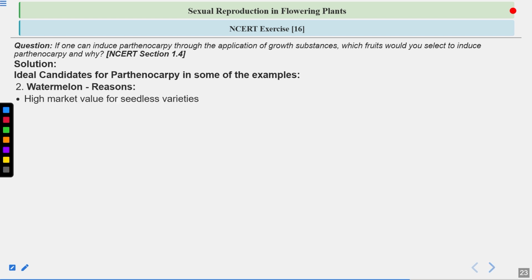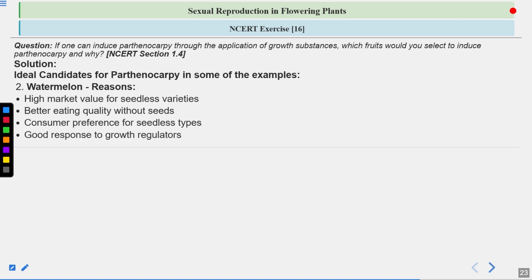Another example, watermelon. Reason: high market value for the seedless variety. So it will be good. Watermelon without seed is easy to eat, right? Otherwise, you have to remove all those seeds. Better eating quality without seeds. Consumer preference for the seedless types. And good response to the growth regulators.